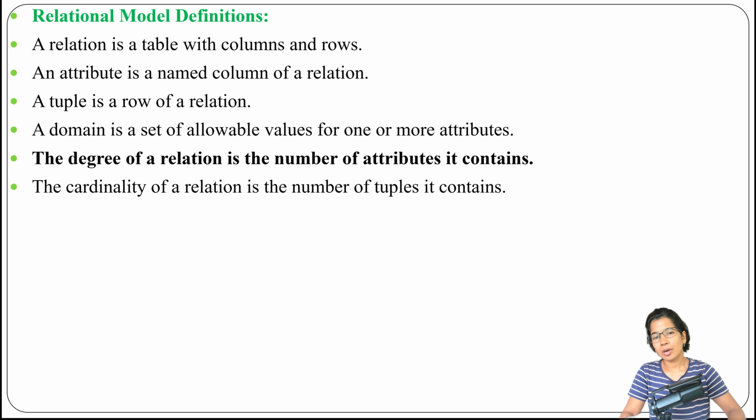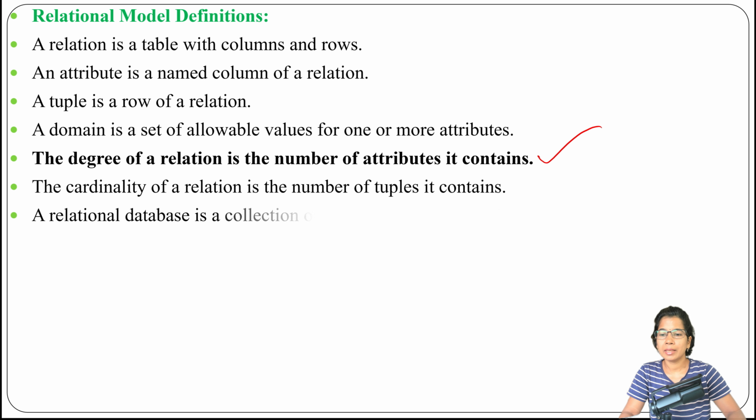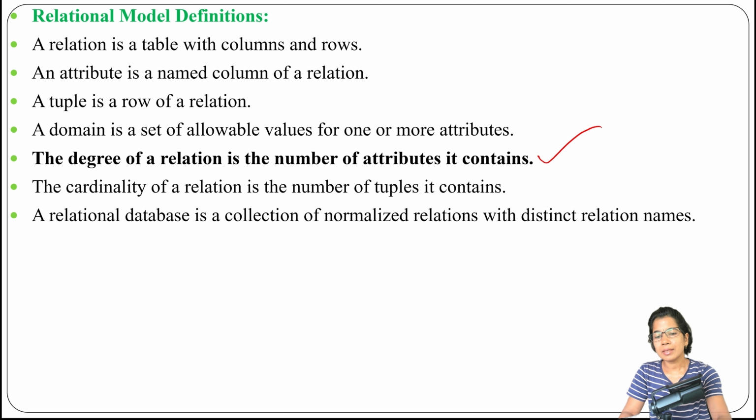So number of columns or number of attributes, that is degree; number of rows or number of tuples, that is cardinality. Once this was asked in a question: what is degree of a relation? Degree of a relation is the number of attributes in that relation. And cardinality of a relation is the number of tuples in that relation. A relational database is a collection of normalized relations. It is a collection of multiple relations and each relation should be normalized.